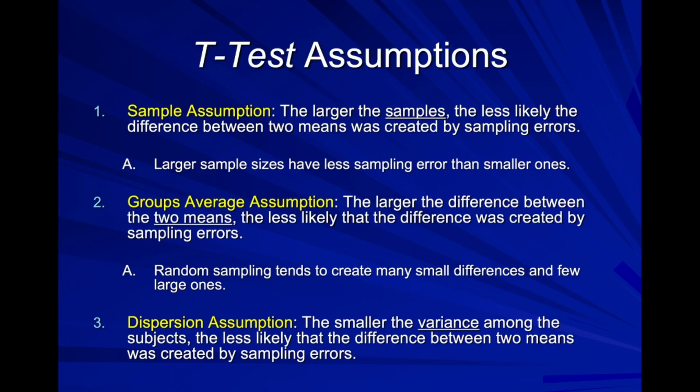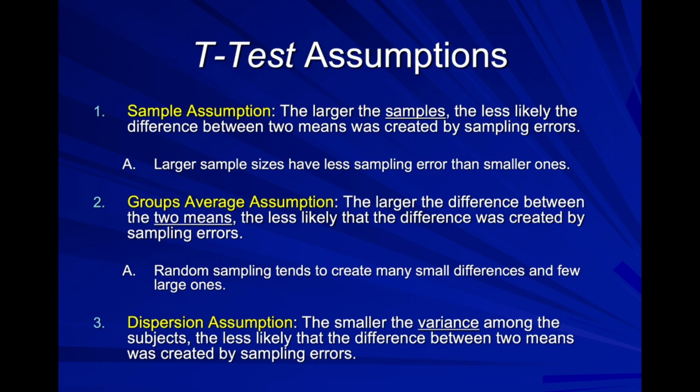The second thing is the group averages assumption. So t will become larger if the difference between the two means is larger, and the less likely that this is created by sampling error. Sampling error, as you can tell, is what we really want to avoid. And in this particular case, one good thing is to have just natural large differences. Small differences may be there. However, you're going to need to discern what causes the size of the t.